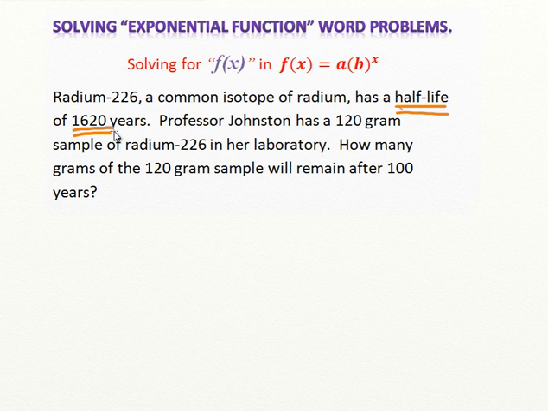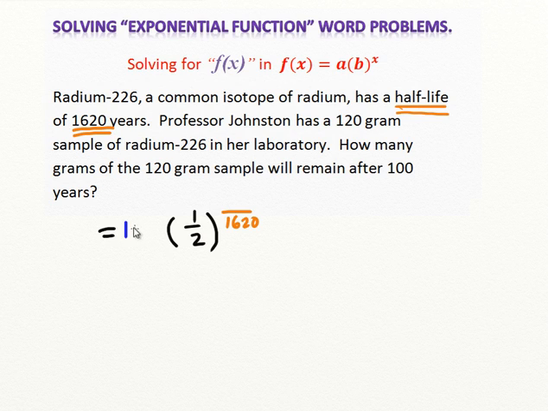When we set up our equation, we're going to have the initial amount, the decay rate is 1/2, and then I need to put whatever time period over 1620 years, because that is how long it takes for the substance to be reduced to half of what it previously was. So, filling in the blanks, Professor Johnson has a 120 gram sample of radium-226.